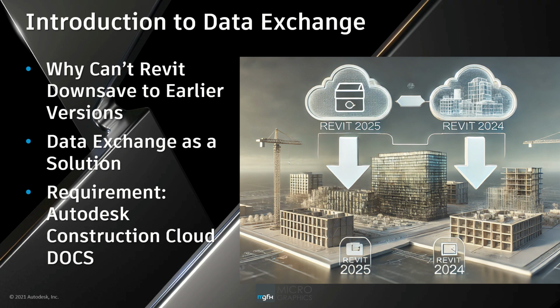So, introduction to data exchange. Why can't Revit downsave to earlier versions? One of the common challenges Revit users face is that Revit cannot directly save a project to an older version or earlier version. Autodesk Revit, unlike some other software, uses a unique data structure for each release, making it impossible to simply downsave files while maintaining all details, parameters, and functions. This limitation is well known by Revit users, but there is a solution.